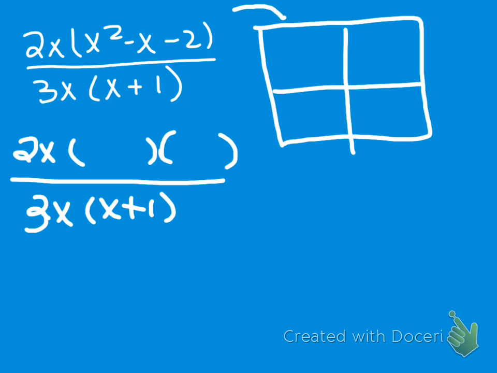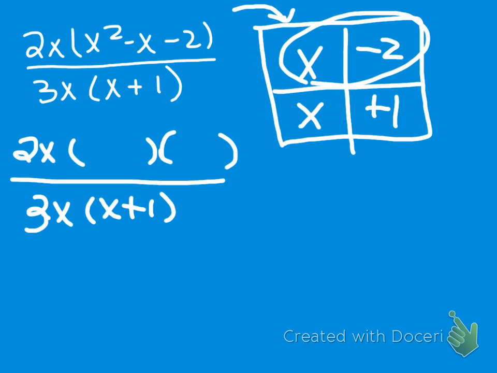All right, so what goes in this column? The 2x, that's right. And then negative 2 and positive 1, I believe. So that means we're going to put x minus 2 right in here, and then x plus 1.